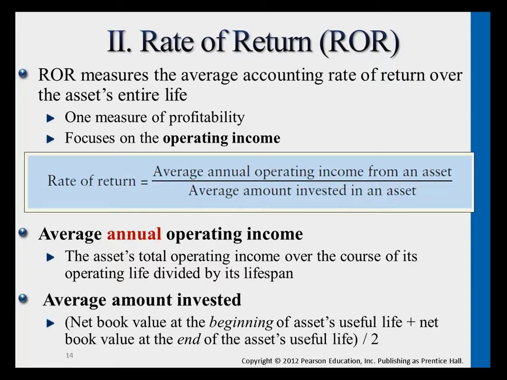So to find your average amount invested in that asset, you'll take your beginning-of-life net book value and the ending net book value, the end of the lifespan of the asset. You sum those two numbers together and divide by 2 because you want to have an average, okay? If you take just the beginning of the asset's useful life, that's too high of a number. It's not really representative, right? So what we're going to do, we'll use the average, okay?